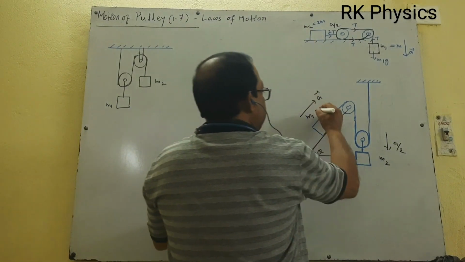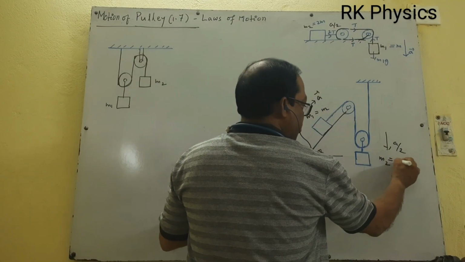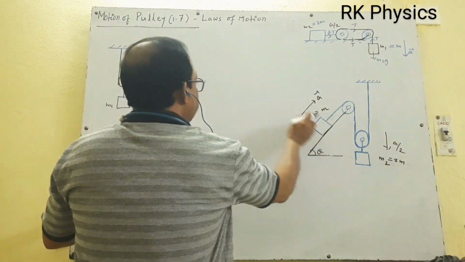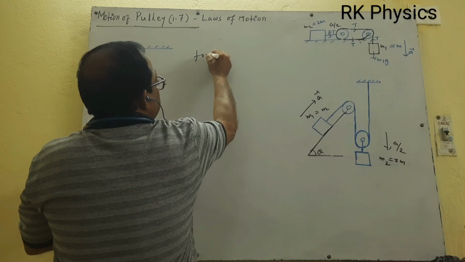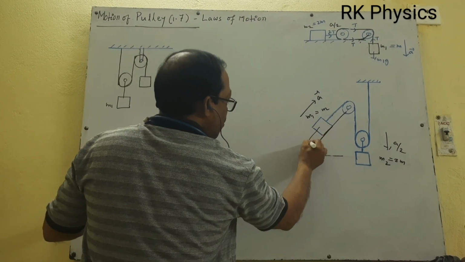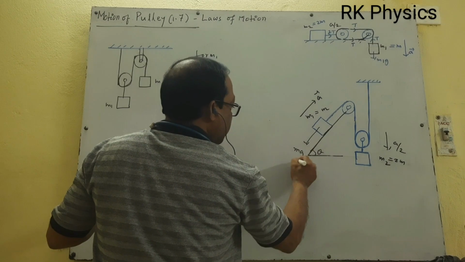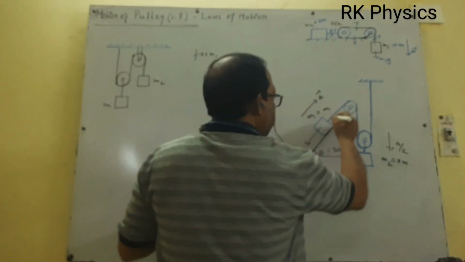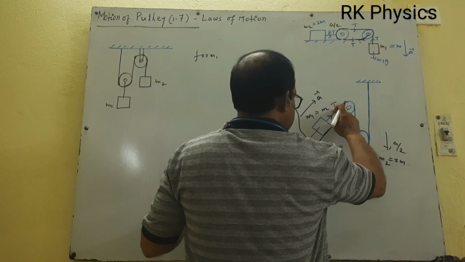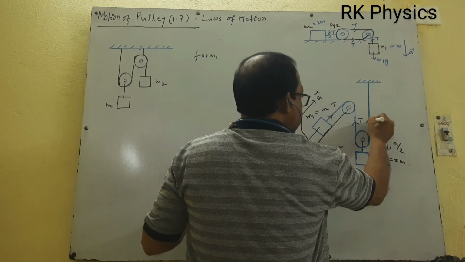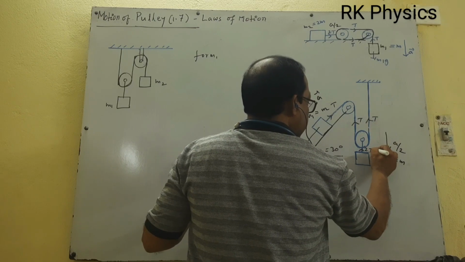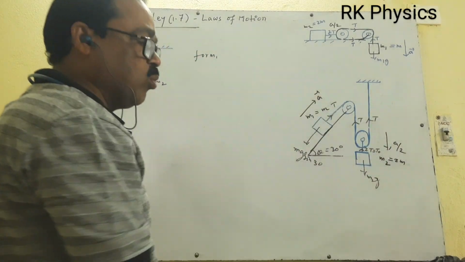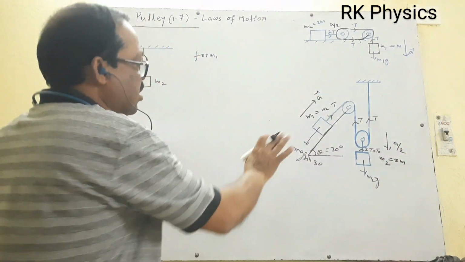Now M1 equal to M, like the previous problem, and M2 equal to 2M. Then what are the equations of motion? For M1, the force is mg sin theta. This is 30 degrees, so you take sin 30. This is T, this is T, this is 2T, and this is your M2g. These are the tensions or forces.